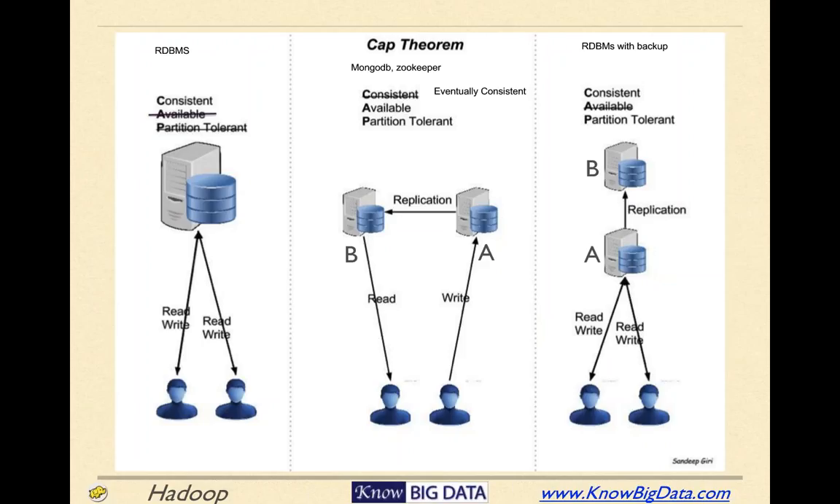So the CAP theorem says you can have only two out of three, and this diagram shows you three kinds of architectures. The first one is your typical RDBMS, where there is a single machine. All the users are reading and writing from the same machine. All the users are talking to the same server, writing to and reading from the same server.